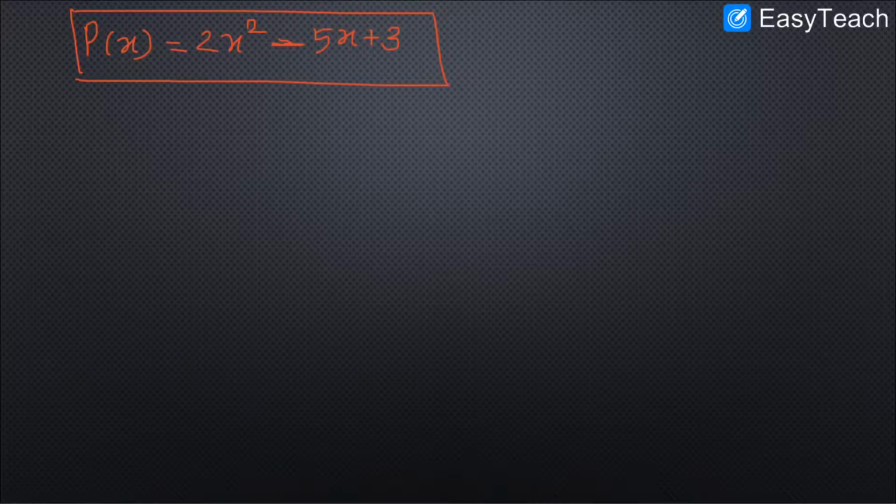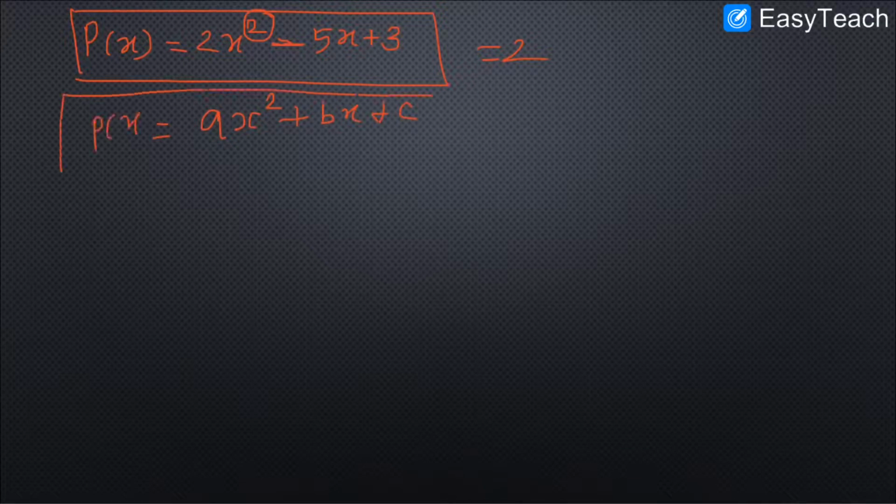Why is this polynomial called a quadratic polynomial? Because the degree is 2. That's why this polynomial is called a quadratic polynomial. And the format of this polynomial is ax square plus bx plus c. We know this is the standard format of the quadratic polynomial. And here is one condition: a must not be 0. If it is 0, the x square term will not exist.